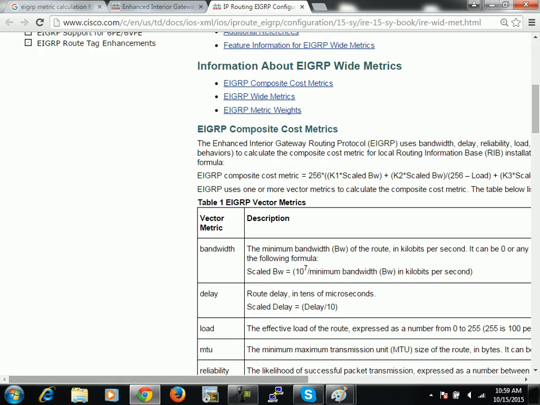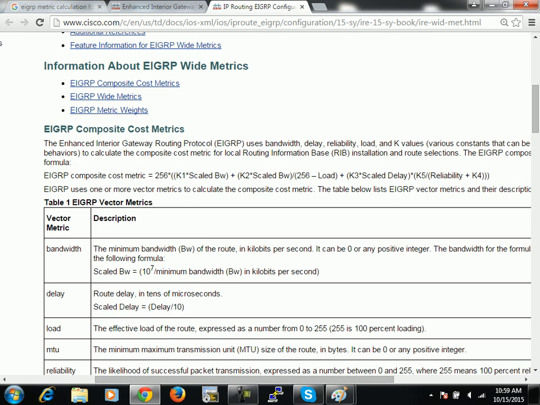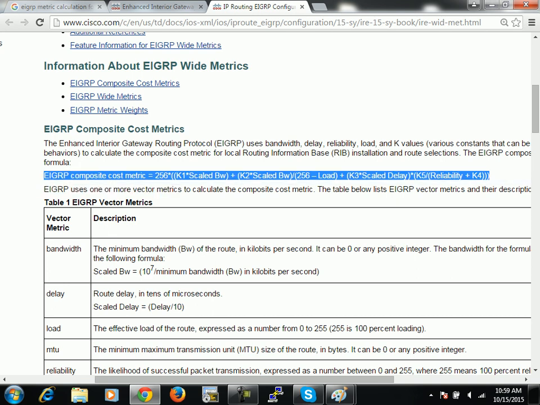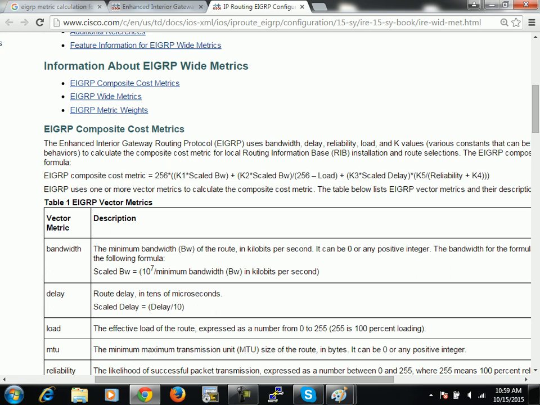Yes, this is the formula for metric calculation, and this is the older formula actually. I mean, I'm talking about classic metrics. This is the actual formula, and here you can see 256 multiplied by K1 and again multiplied by scaled bandwidth.